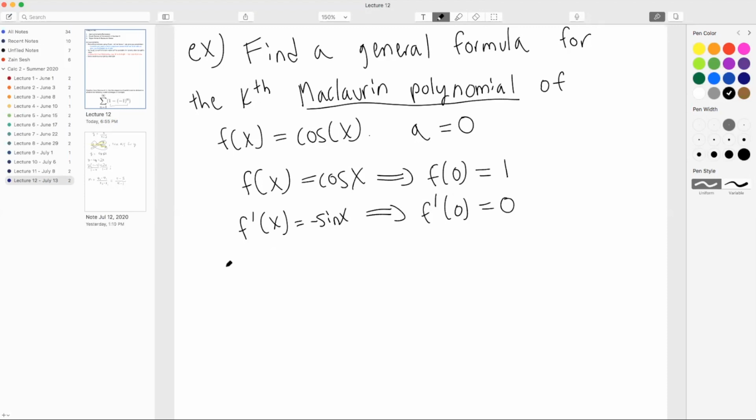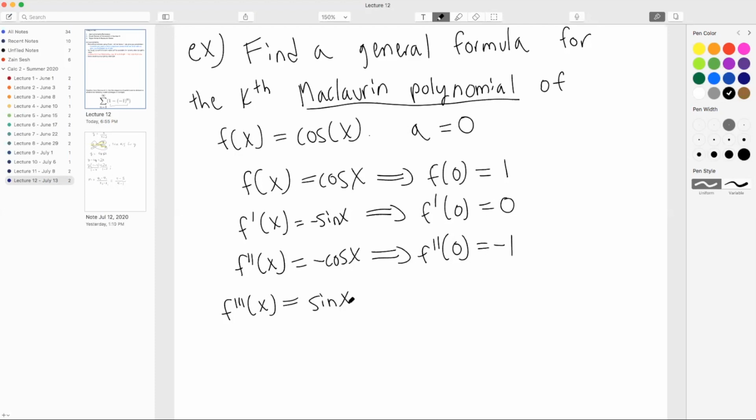Good. So now the second derivative, f double prime of x. That will be negative cosine of x. And I'm going to evaluate that at 0, and that will give me negative 1. Good. Third derivative, that's going to be positive sine of x, okay? Because the derivative of cosine is negative sine, but there's already a negative sign there, so it makes a positive sign. And that's going to be f triple prime of 0. That will be 0.